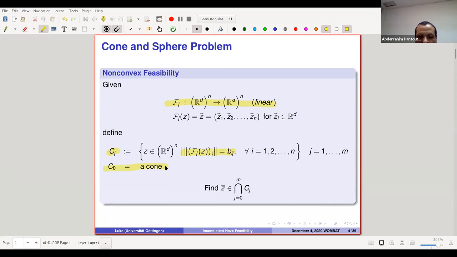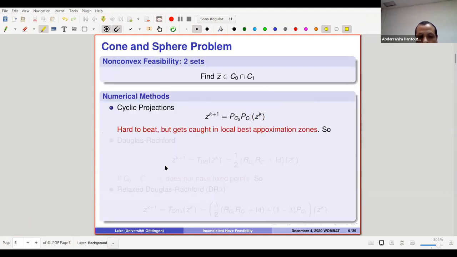And then my basic problem is I just want to find any point that lies in the intersection of these sets, presuming that this intersection is non-empty. But in fact, in almost every relevant application, this intersection is empty. So the question is, how do you deal with that?